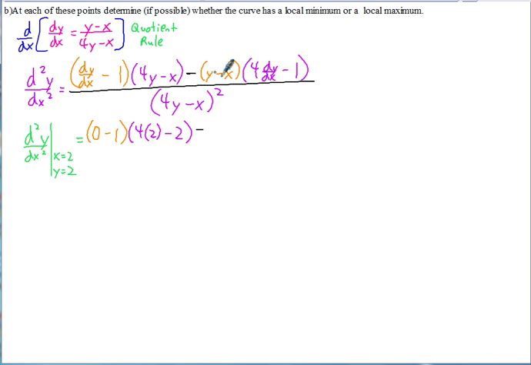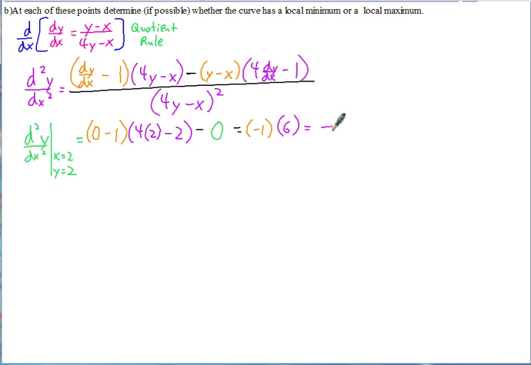Minus, well, when you plug in y minus x, that's the same as the numerator of our derivative. And remember, when they're both 2, that's going to make this 0. That wipes out the whole term there. And then the denominator, we don't have to worry about it because it's squared, so that's always going to be positive. So really all we're left with is negative 1 there, times 4 times 2 is 8, minus 2 is 6. So we get negative times a positive, which is negative.